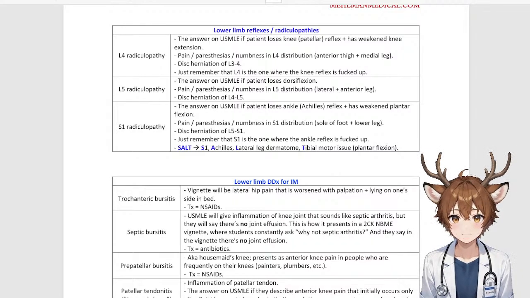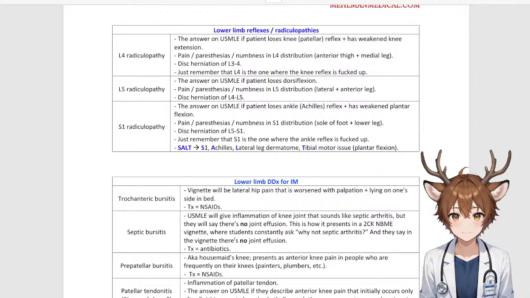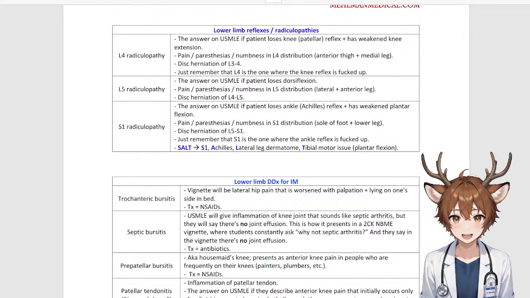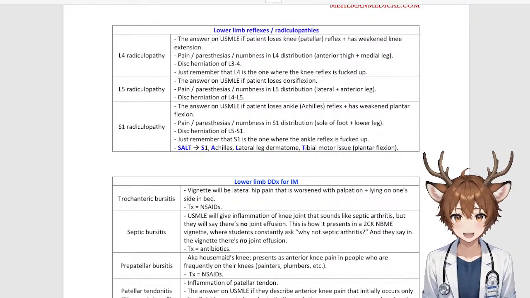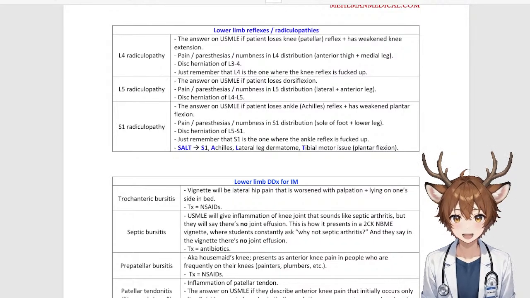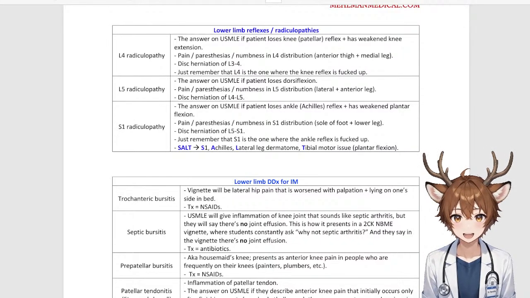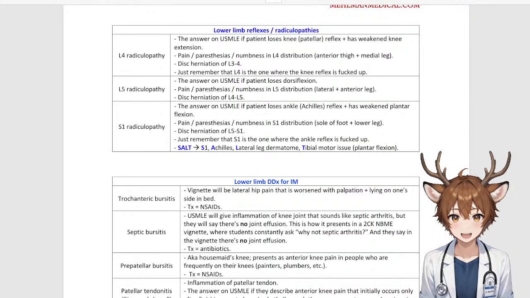So S1, next one, the answer in USMLE if the patient loses their Achilles reflex, ankle reflex, has weakened plantar flexion. So pain / paresthesias and numbness in S1 distribution, sole of the foot and lower leg, disc herniation of L5, S1. Just remember that S1 is the one where the ankle reflex is messed up. SALT, S1, Achilles, lateral leg dermatome, tibial motor issue, plantar flexion.